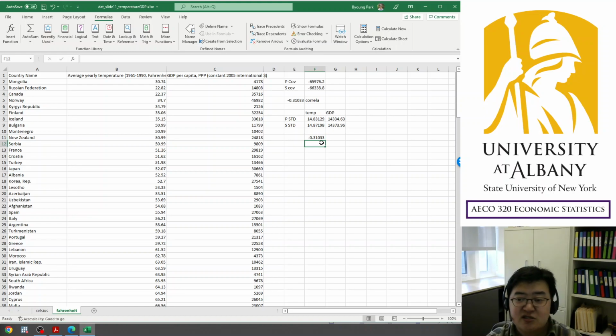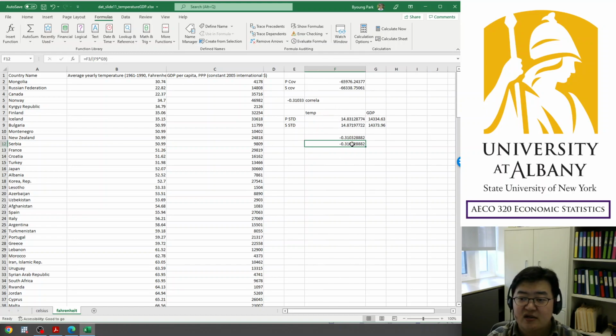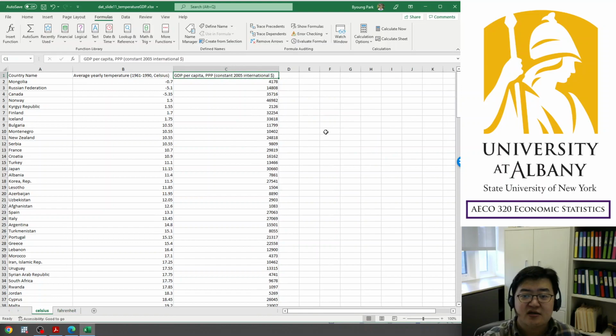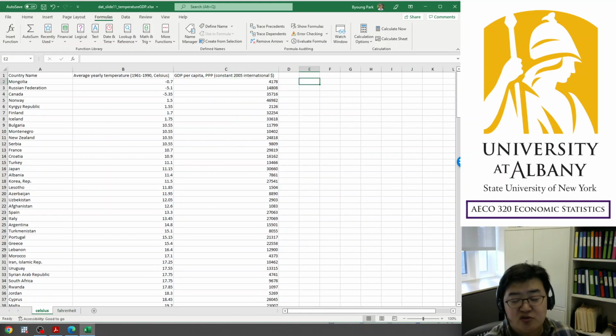But now let's try the sample formula. Sample covariance divided by sample standard deviations. Then you get the same thing. They are identical, right? Exactly the same. Even in the deeper decimal places, they should be identical.